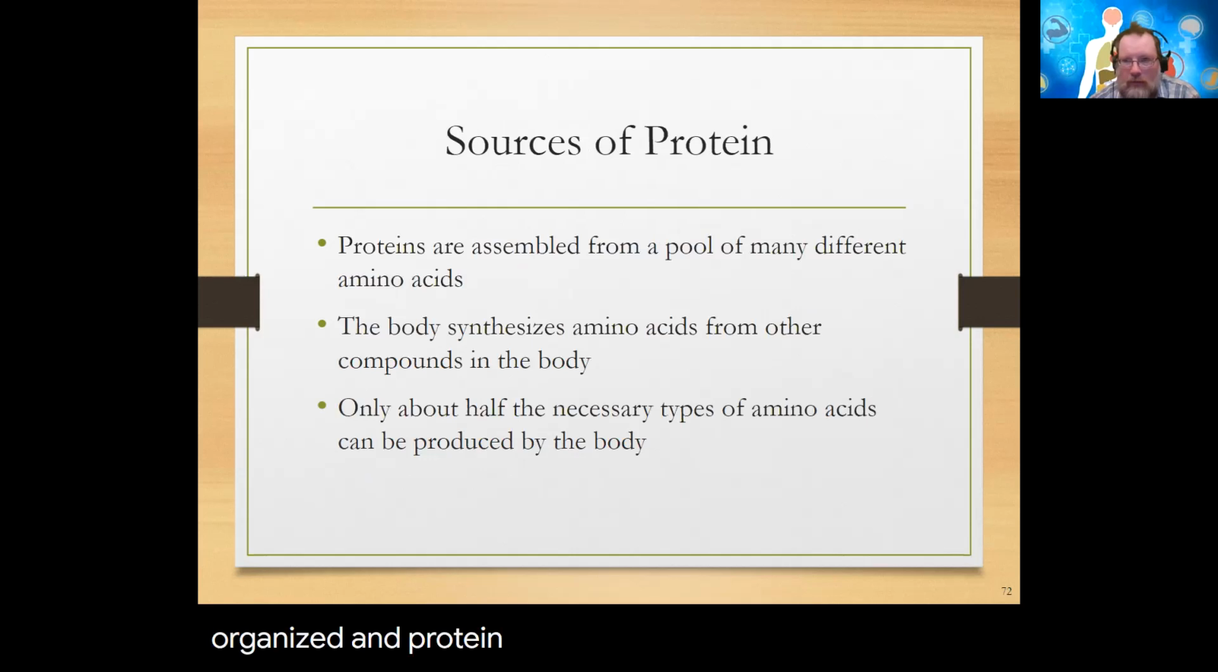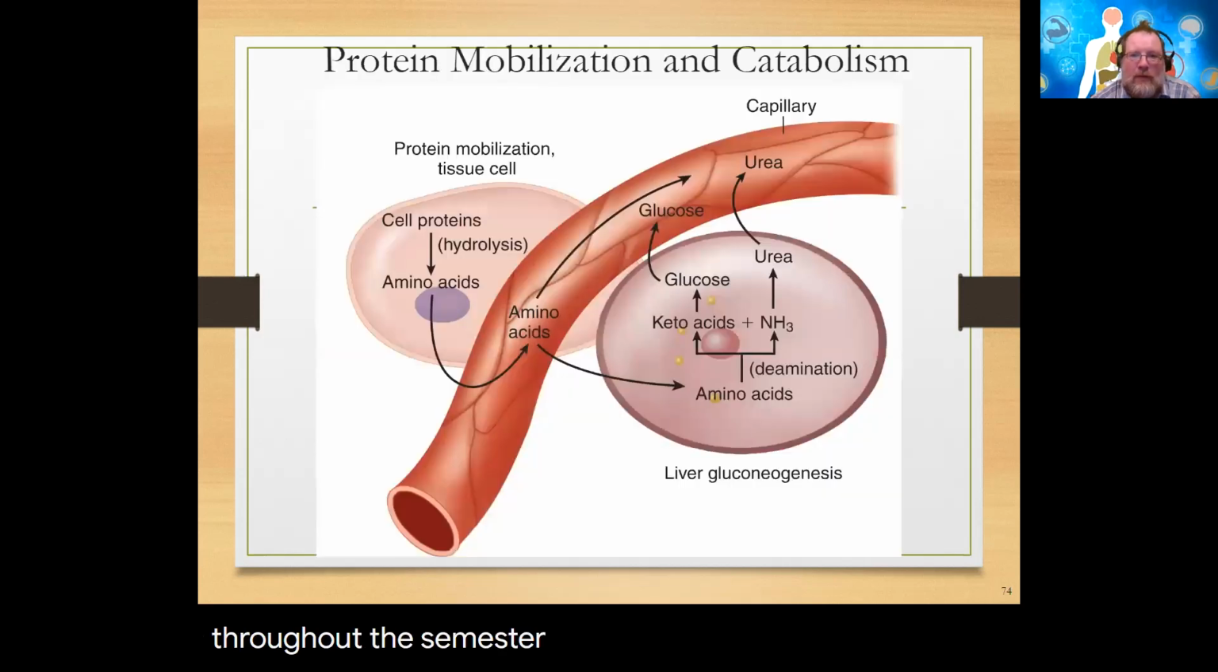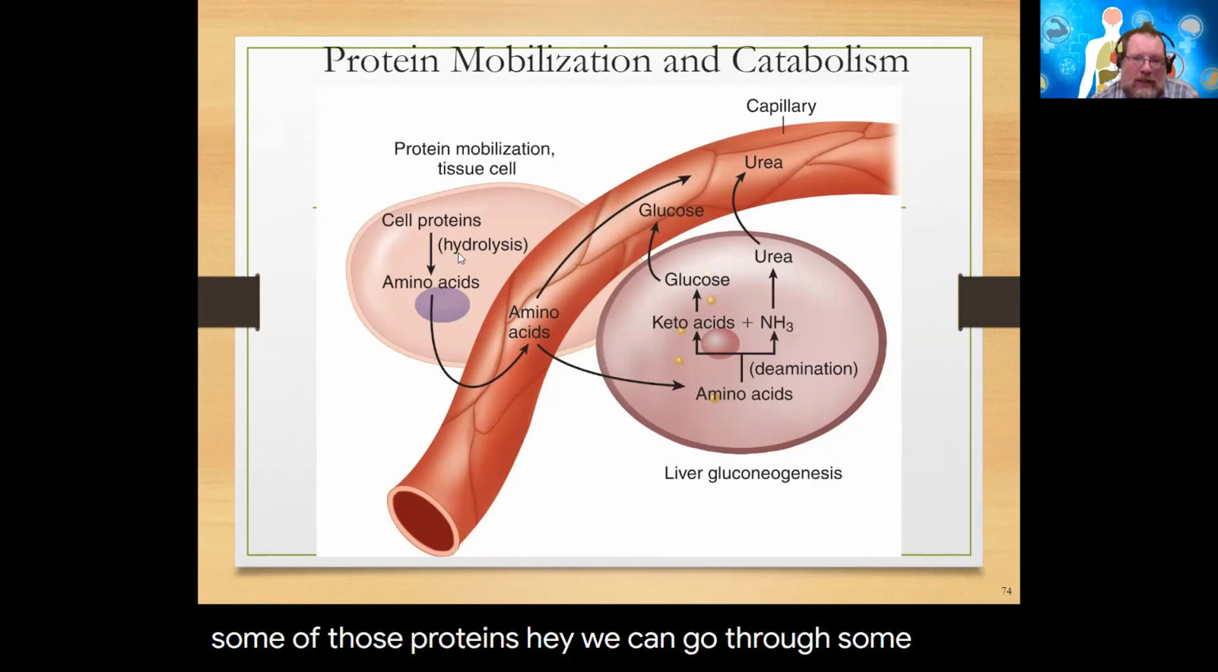And protein, we've gone through protein metabolism and protein synthesis off and on really throughout the semester. Okay, so protein mobilization and protein catabolism. Again, through ribosomes and rough ER, we can convert proteins into amino acids and kind of keep them stored in the cells. Now, if we need to break down some of those proteins, we can go through some hydrolysis. We have some proteases inside the cells, so we can then get amino acids that way.